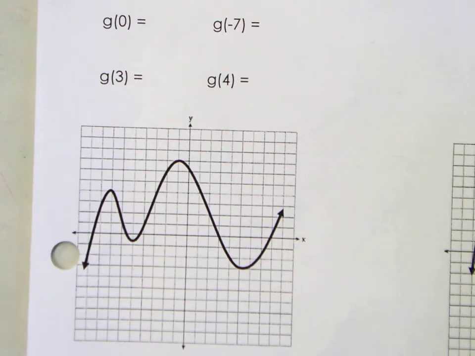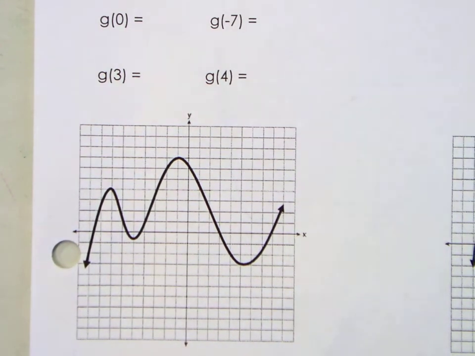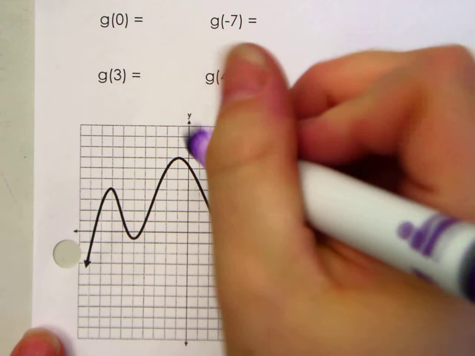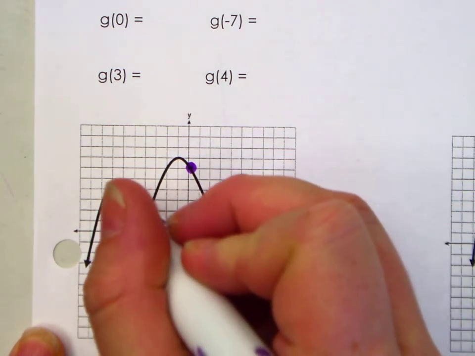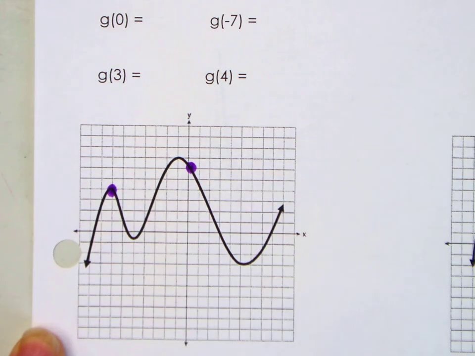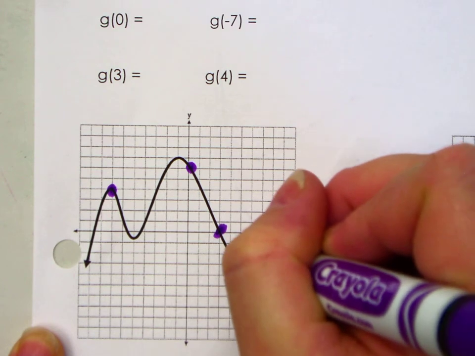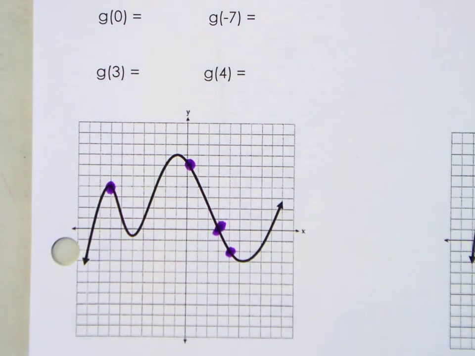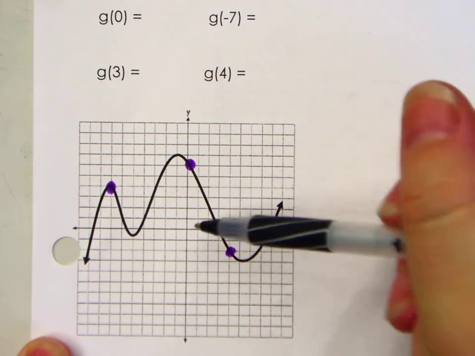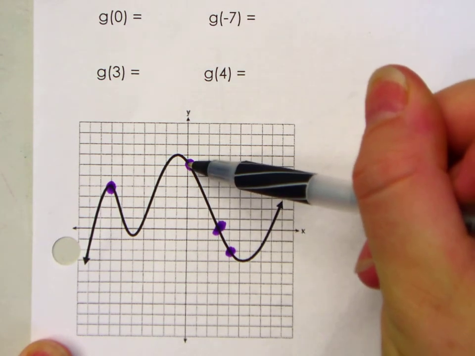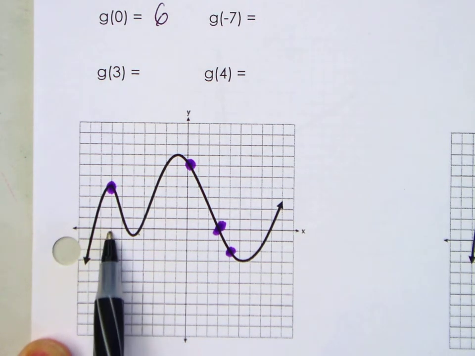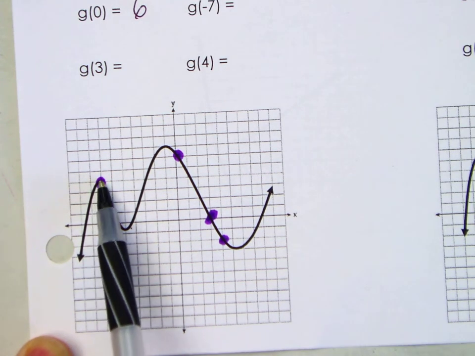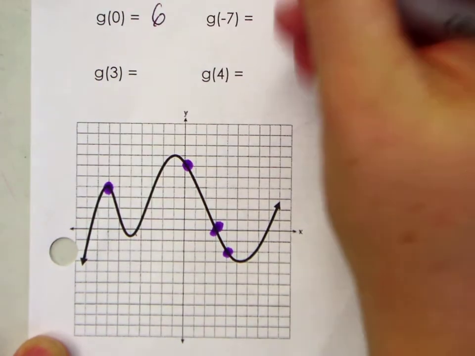Try this one. Pause the video. Right? G of 0 is right here. G of -7 is right here. G of 3 and G of 4. So 0, I'm on the x value 0, go up to the curve. What point is that? That's the y value 6. Go to -7, go up to the curve. That's the y value 4. Looks like 4.